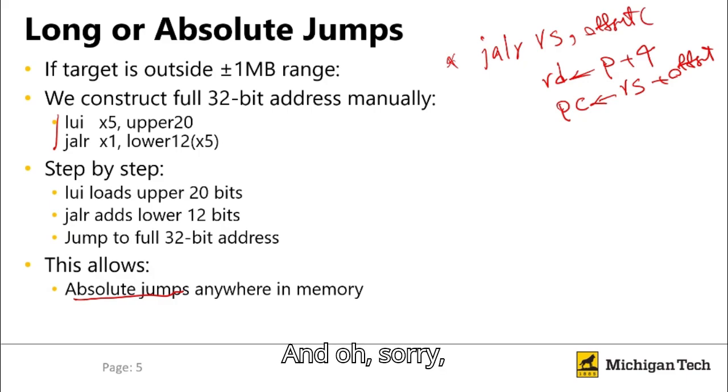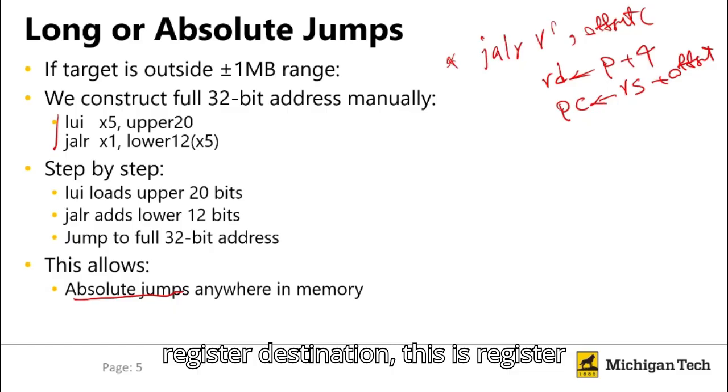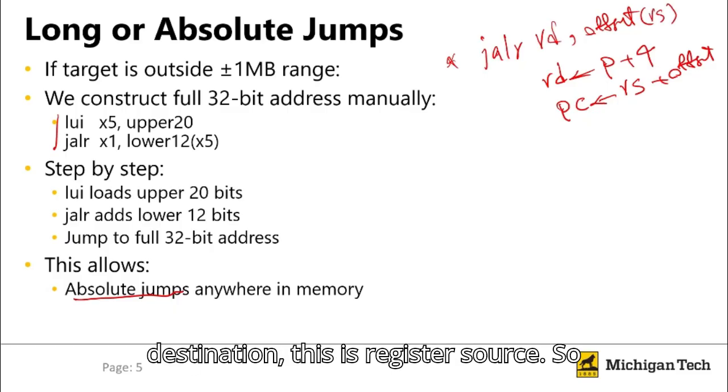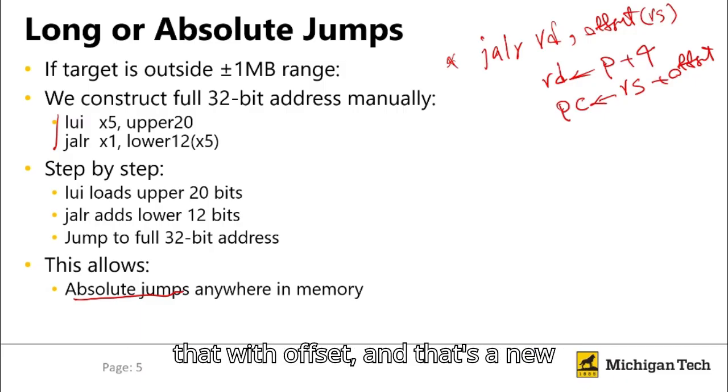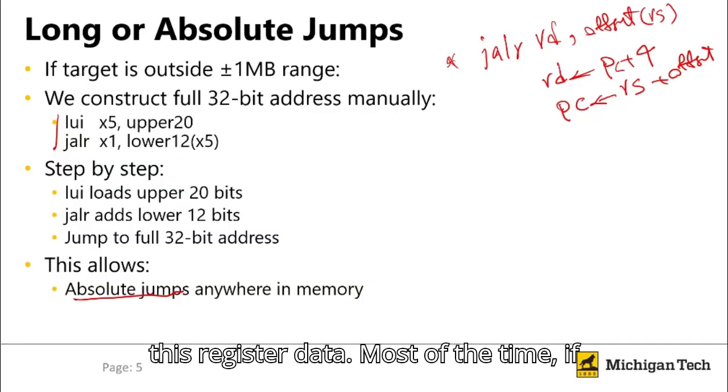and oh, sorry, register destination. This is register destination. This is register source. So we have one register source that we add with offset, and that's the new program counter. And we also put the return address, program counter plus 4, in this register destination.